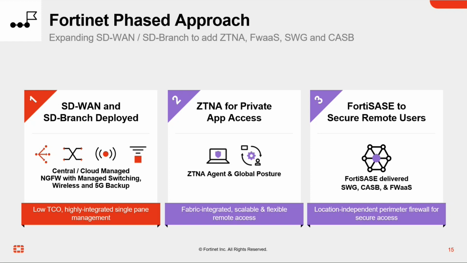From a Fortinet perspective, when we look at this as a phased approach, we start off the journey with secure SD-WAN and secure SD-Branch, which we can deliver. Next is moving into the zero trust network access component, and that's for both private application access, but also potentially public application access as well. So checking the posture of the device and the user, and making sure that the user has the correct privileges to access that application, be it in the private cloud or the public cloud. And then finally, FortiSASE, or a SASE solution, to deliver security for those remote users. So how do we go about delivering that?